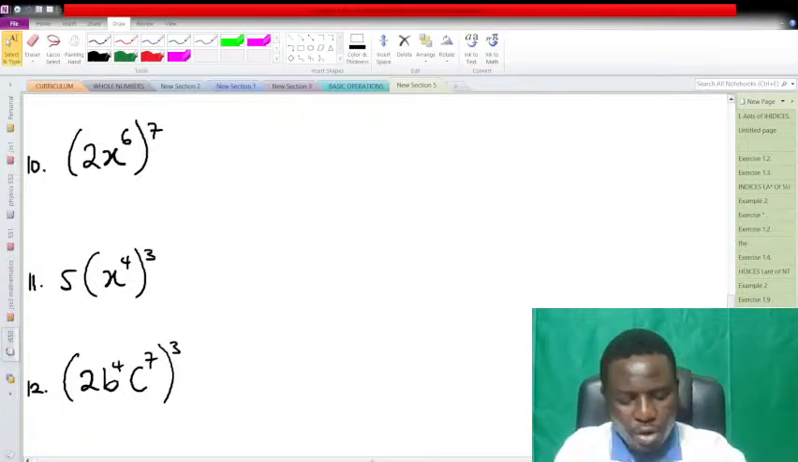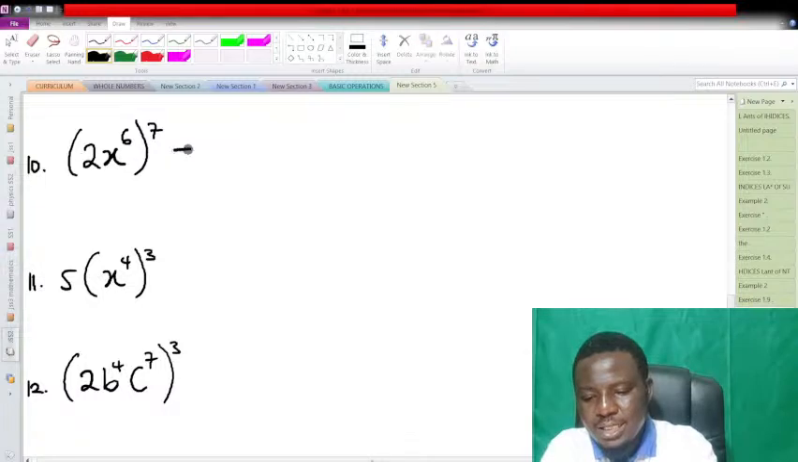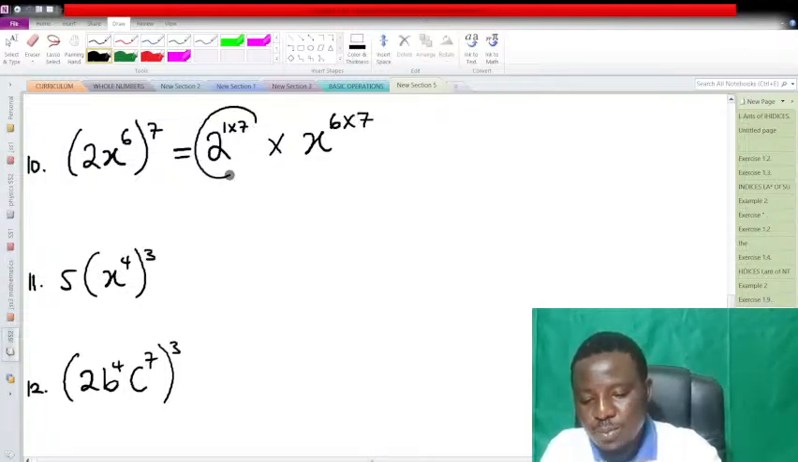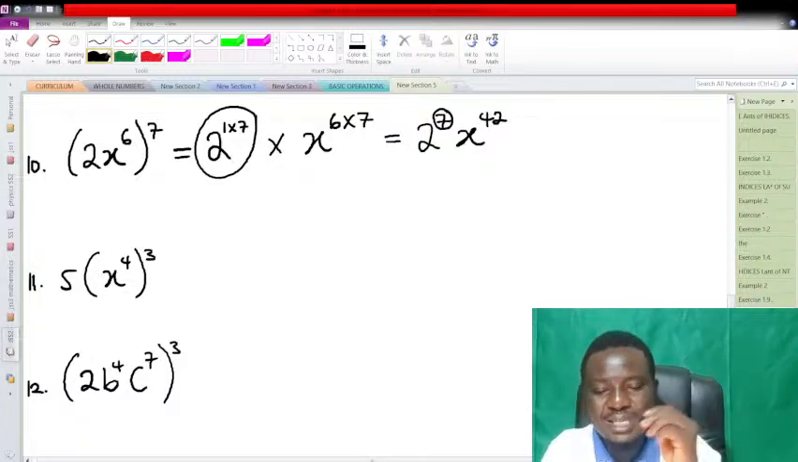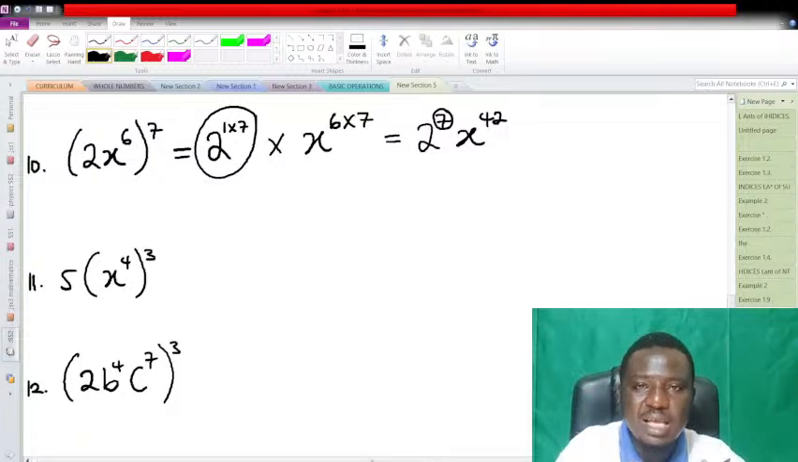Okay, Sarah, in question number 10, this is what I expect you to do. Question 10, this will be equal to 2 raised to the power of 1 times 7 times x raised to the power of 6 times 7. You forgot to multiply the 2 raised to the power of 1 by 7. So this ought to have given you 2 raised to the power of 7 times x raised to the power of 42. But you omitted this. That is why I say your answer is wrong. Okay? So don't forget.